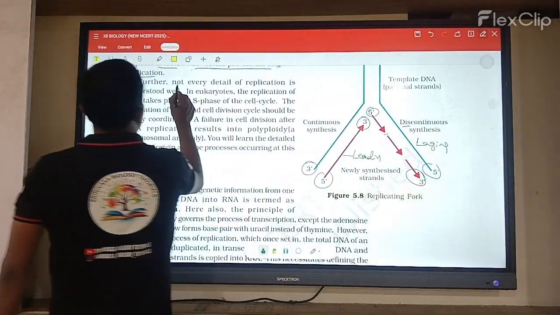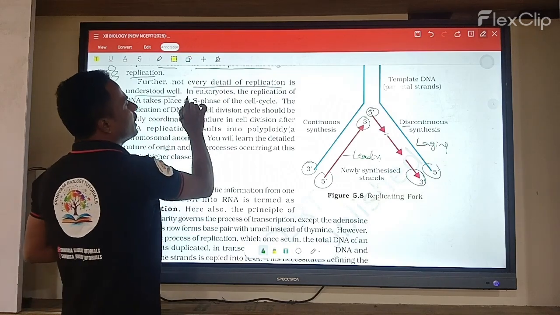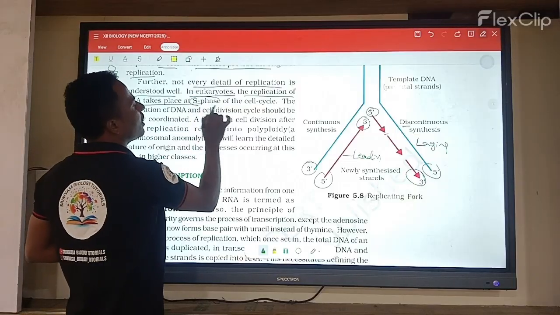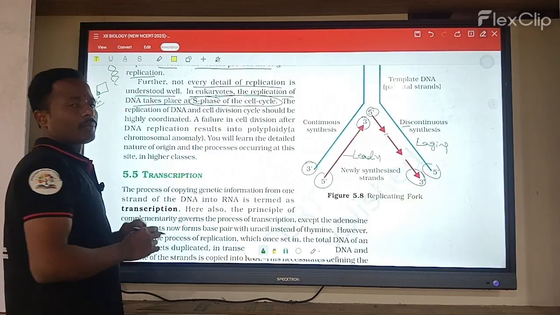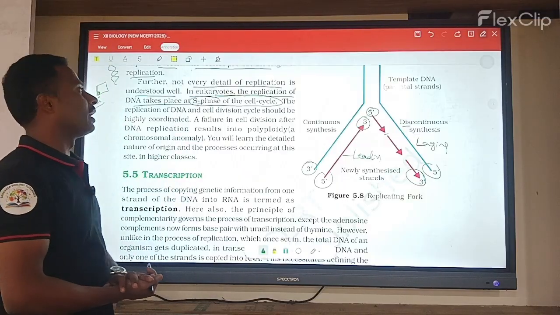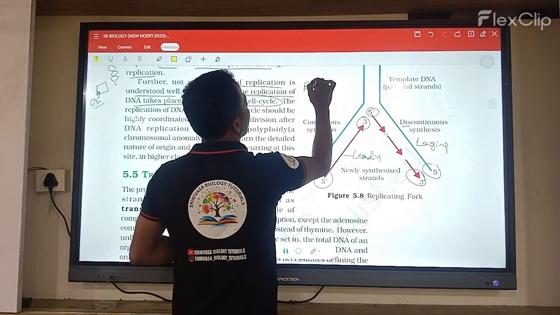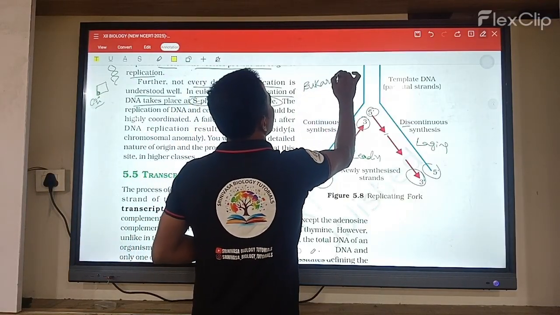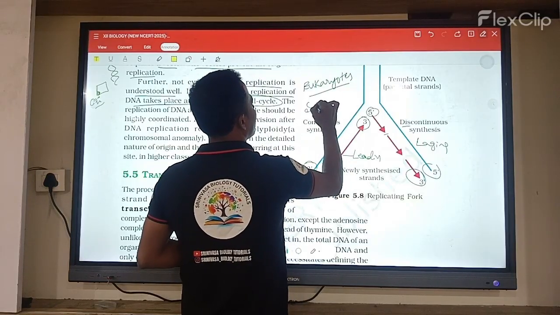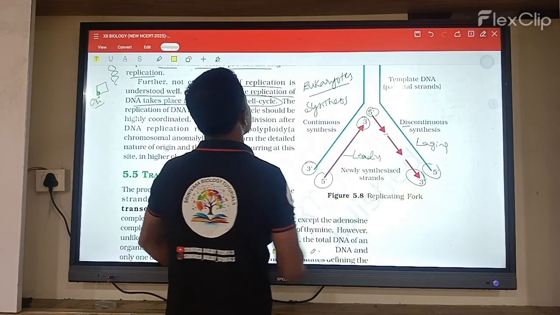Now every detail of replication is understood well. In eukaryotes, DNA replication takes place in the S phase of the cell cycle. Very, very important. In eukaryotes, DNA synthesis takes place in which phase? The S phase, that is the synthesis phase.